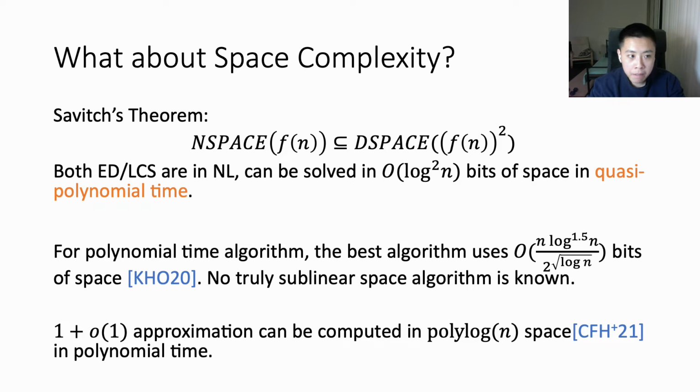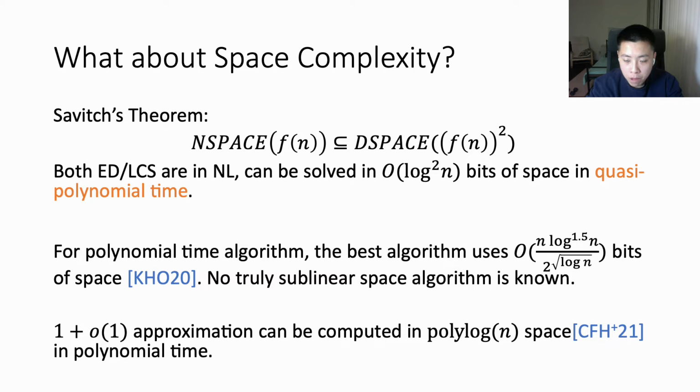For the space complexity, the classical Savitch's theorem says that any problem that can be solved non-deterministically with space f(n) can also be solved deterministically with space f(n) squared. We know that both edit distance and LCS are in NL. Thus, they can be solved in log n squared bits of space in course polynomial time. For polynomial time algorithms, the best algorithm uses n times (log n)^1.5 over 2 to the square root of log n bits of space. And we know that there's no truly sublinear space algorithm for exact computation.